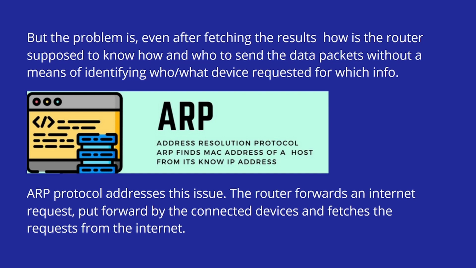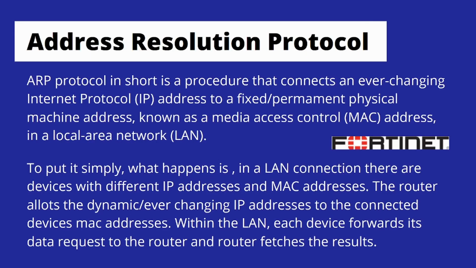The router forwards an internet request put forward by the connected devices and fetches the request from the internet. When you're using the internet via your laptop or your smartphone, the router carries forward your device's request to the server and requests the relevant data. And when the response reaches back to the router, it has to be able to identify which device asked for it. Basically, in your home, when your device connects to the router, the router assigns an IP address to your device's physical address.